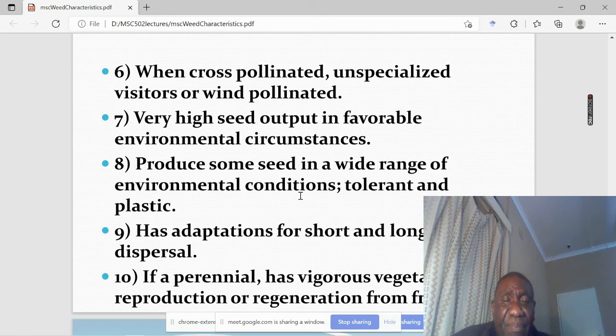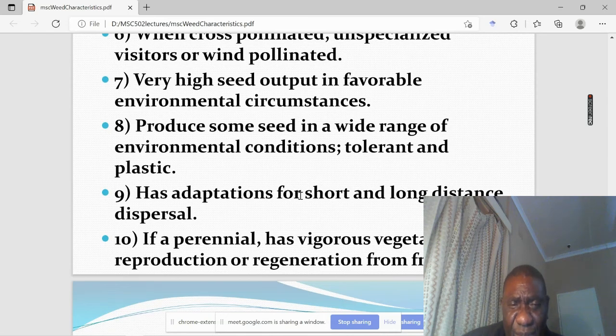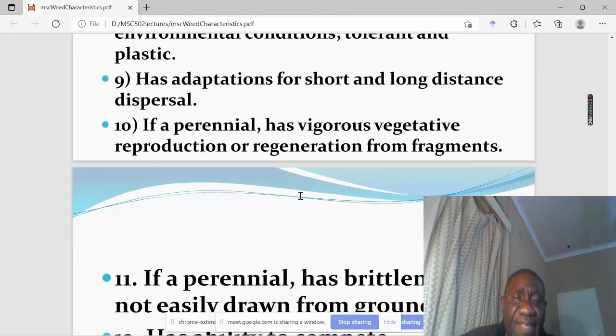Number 9, weeds are adapted to short and long distance dispersal. This is how weeds can colonize different agricultural areas. Now, if we have a perennial weed, normally it has vigorous vegetative reproduction or regeneration from fragments. If you try to physically control this weed, you are breaking its stems, and these stems will regenerate into plants. So it's one of the traits of vegetative weeds.